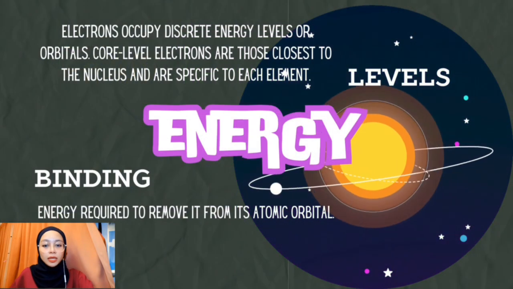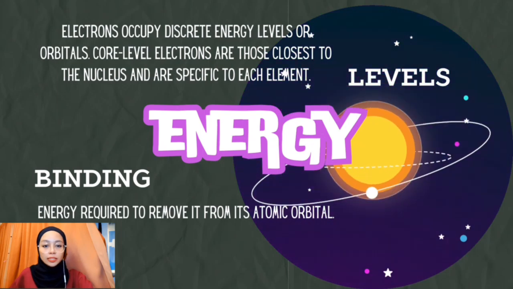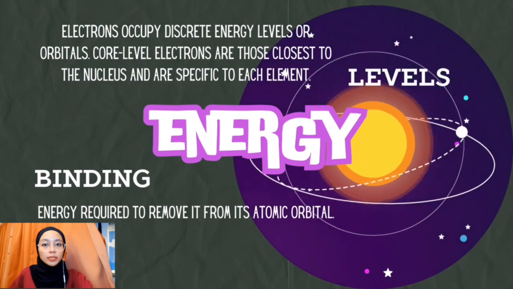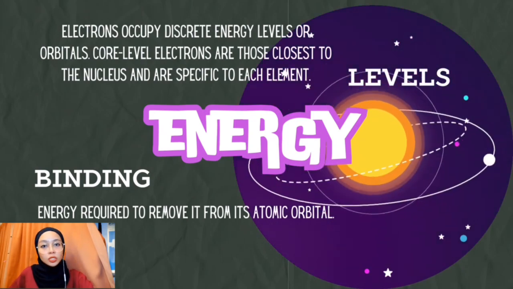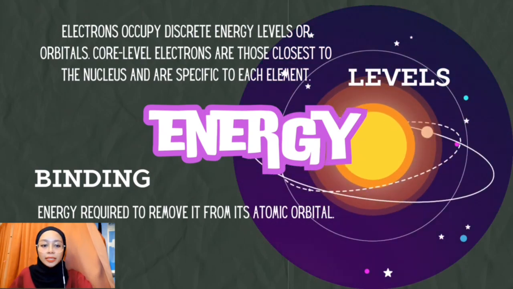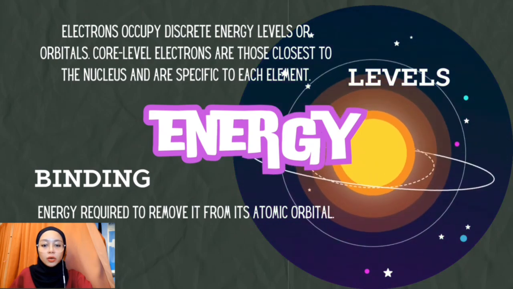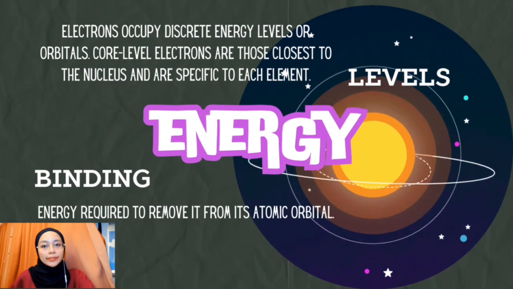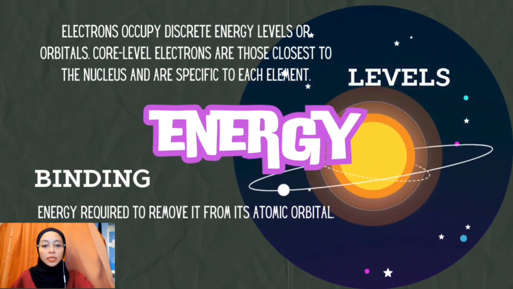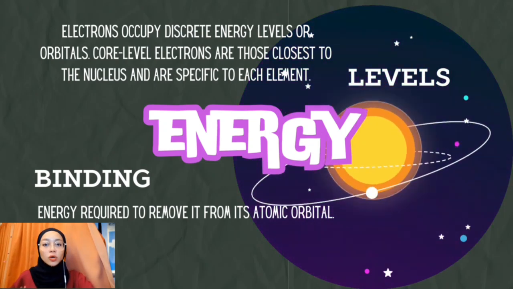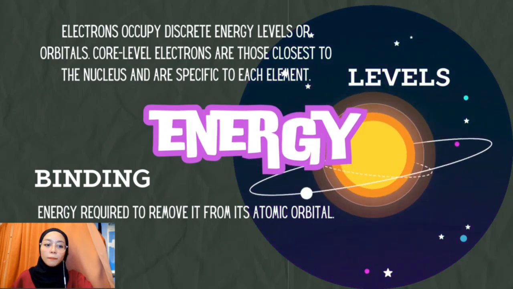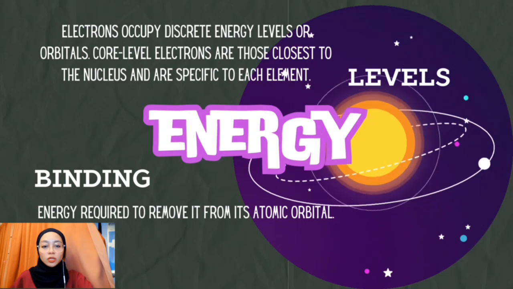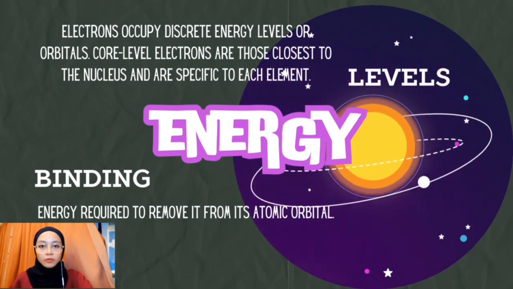In atoms, electrons occupy discrete energy levels or orbitals. Core-level electrons are closest to the nucleus and are unique to each element. The binding energy of an electron is the energy required to remove it from its atomic orbit. Each element has a characteristic binding energy, which allows us to identify them. Chemical shifts in binding energy can indicate different oxidation states or chemical environments.